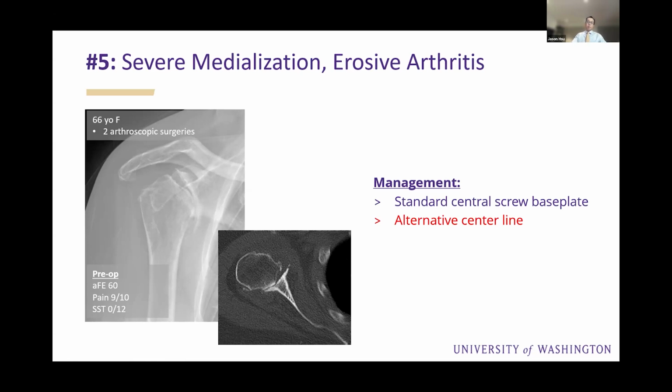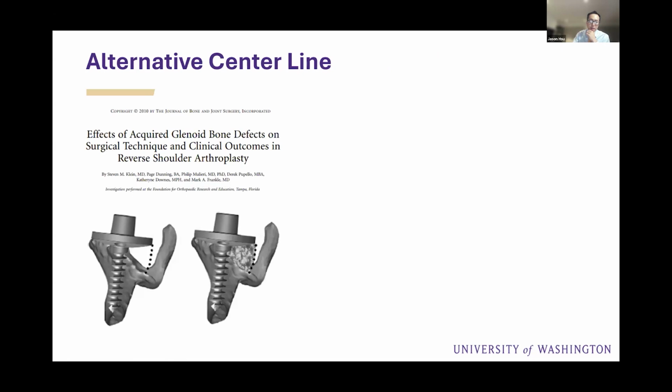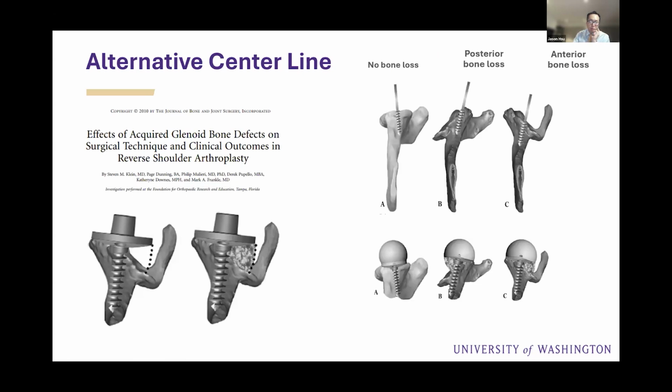And this is probably the biggest game changer for me in terms of both primary and revision arthroplasty with severe bone loss. This is a method of getting glenoid fixation when there's a massive amount of bone loss, and this can be done whether there's posterior bone loss, anterior bone loss, medial bone loss, or central.